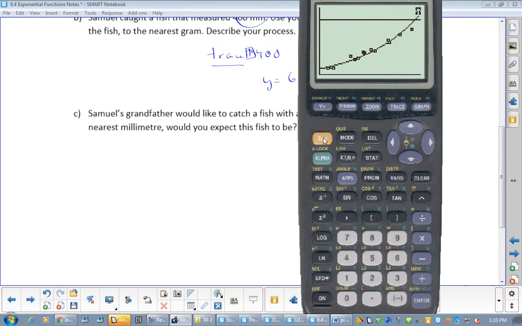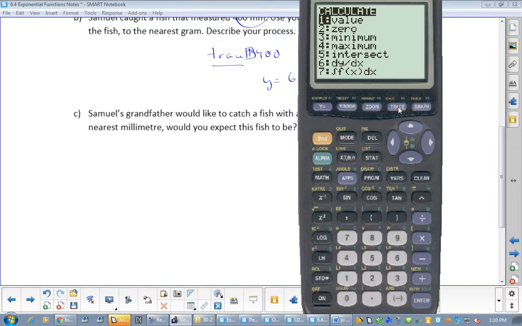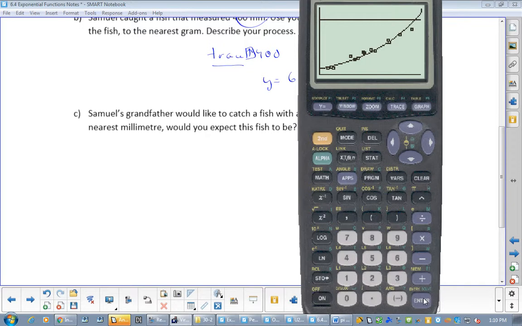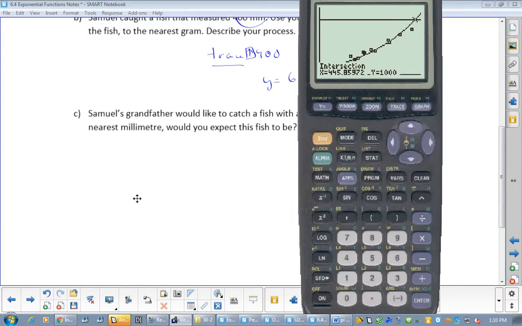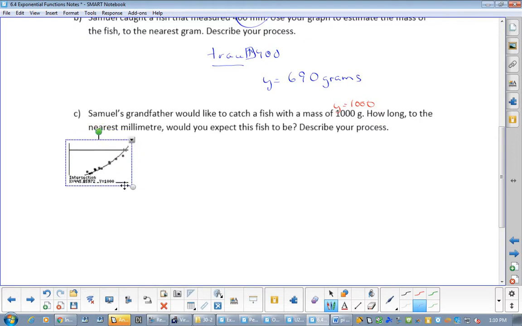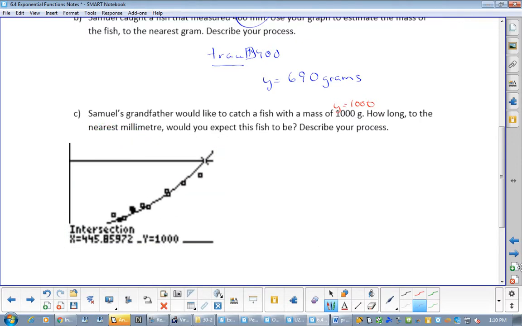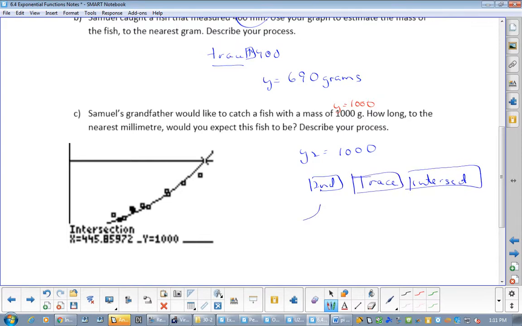I find it by going second, trace, which is interesting, and then 5, enter, enter, enter. How long would that fish be to the nearest millimeter? 546. Okay, so remember we did y2 equals 1,000. Then we go second, trace, intersect. Okay, and you should get that point right there, which is x equals 446 millimeters.